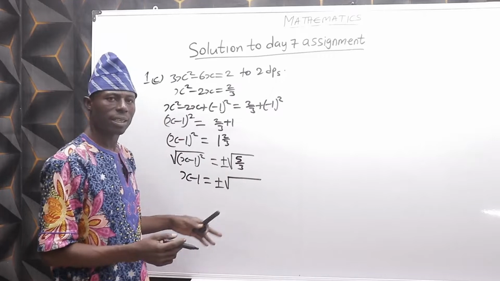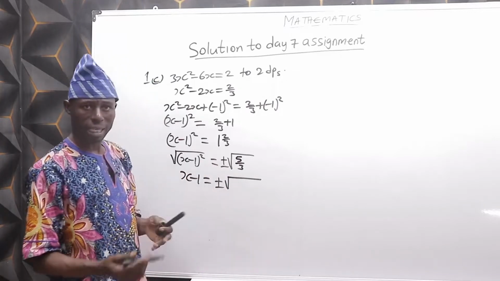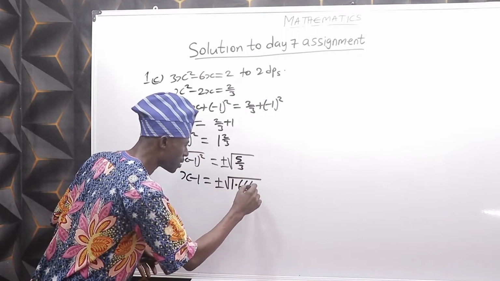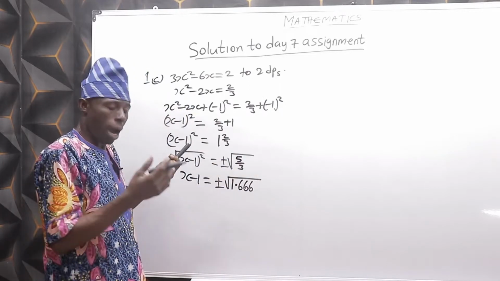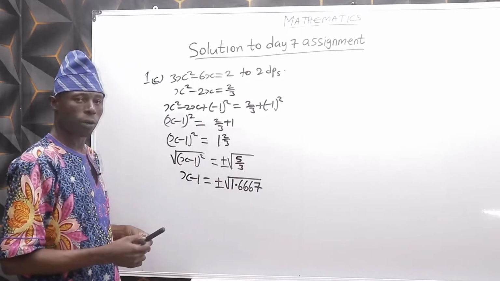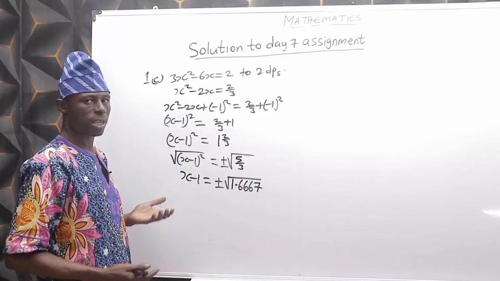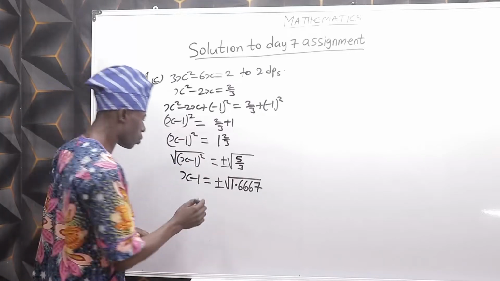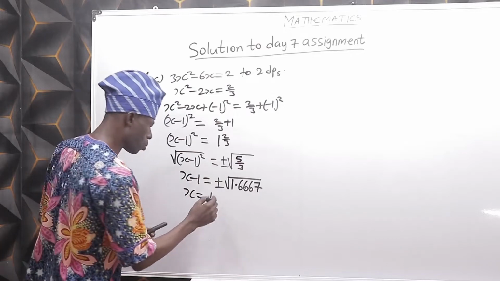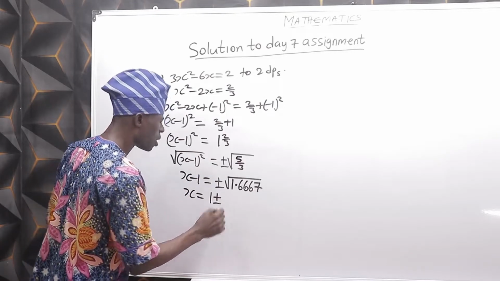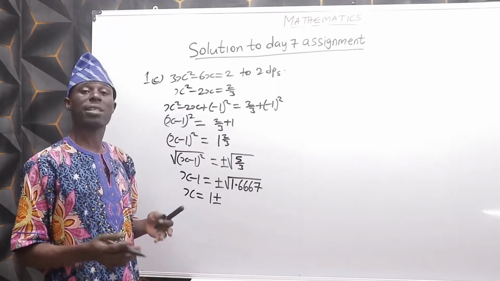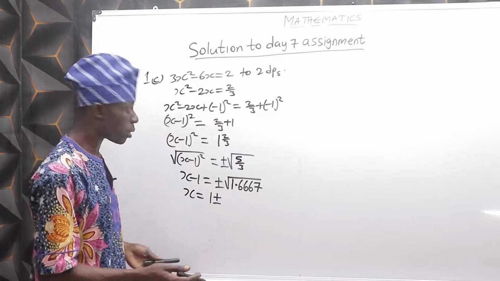5 over 3. Let's divide 5 by 3. 5 divided by 3 gives 1.66666 like that. But you approximate this to 4 decimal places. So the fourth decimal place you call 7. You round it up to 7. So this will be x equals 1, collecting the like terms, 1 plus or minus. What is square root of 1.6667?